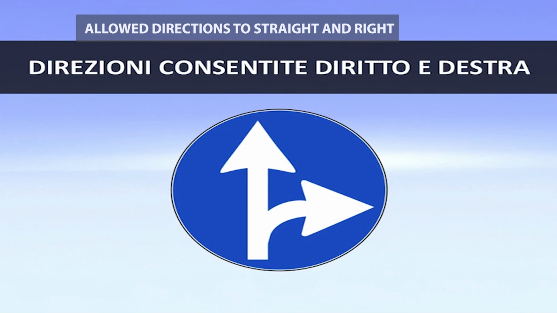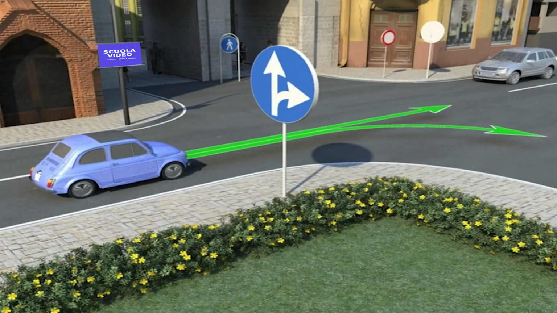Direzioni consentite diritto e destra. Straight and right. This sign forces you to go straight on or turn right at the intersection, so it does not allow you to turn left, but you can choose between the two possible directions.